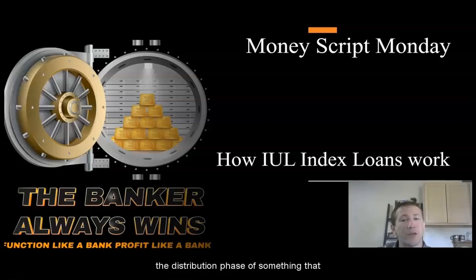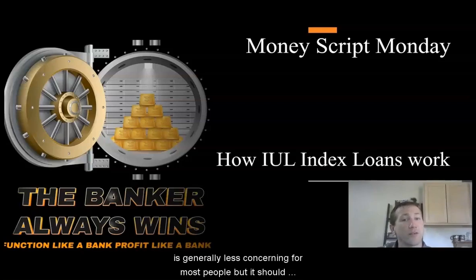Now, the third phase, which is the distribution phase, is something that is generally less concerning for most people, but it should be at the forefront of your mind if you're wanting cash flow in retirement. How we are able to access those dollars in a favorable manner is the question. So I've got 5 different ways that we're able to do that inside of these contracts.